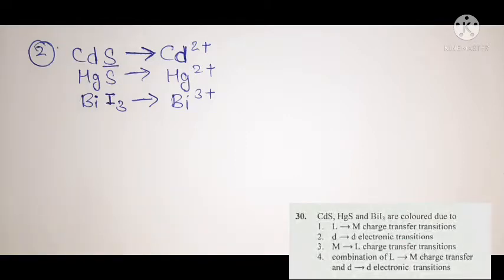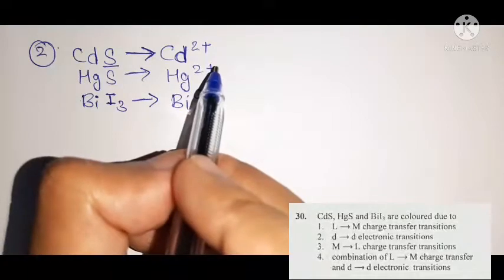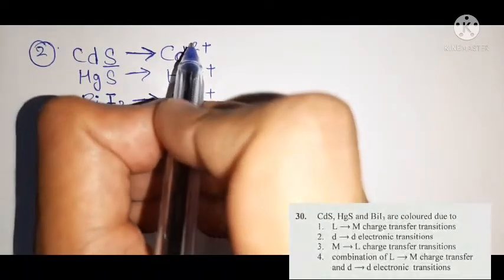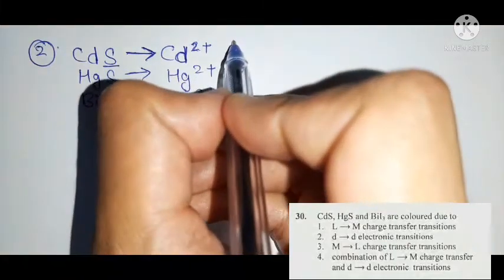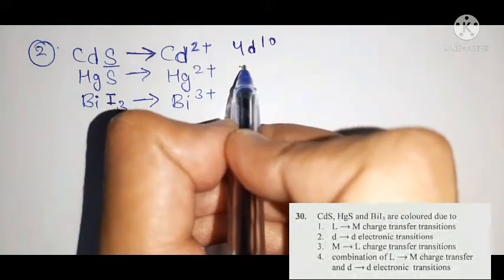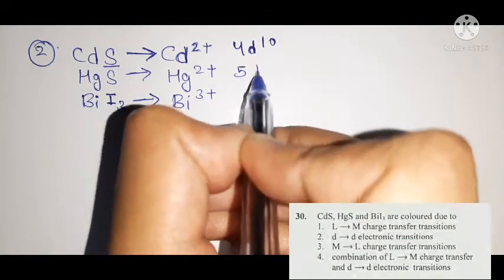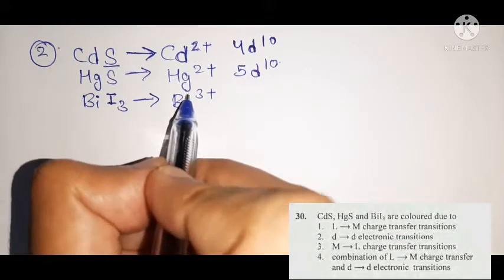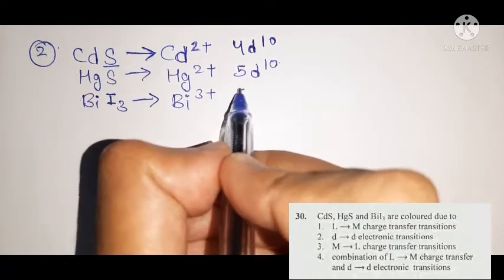Now the electronic configuration of these ions: the electronic configuration of the cadmium 2 plus ion is 4d10, the electronic configuration of the mercury 2 plus ion is 5d10, and the electronic configuration of the bismuth 3 plus ion is 5d10.